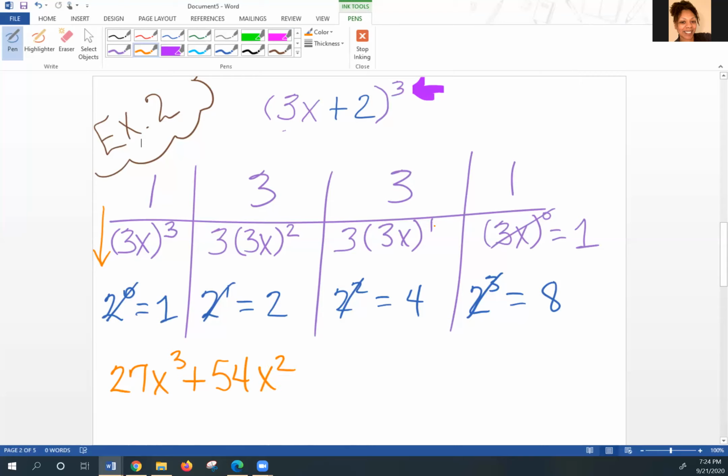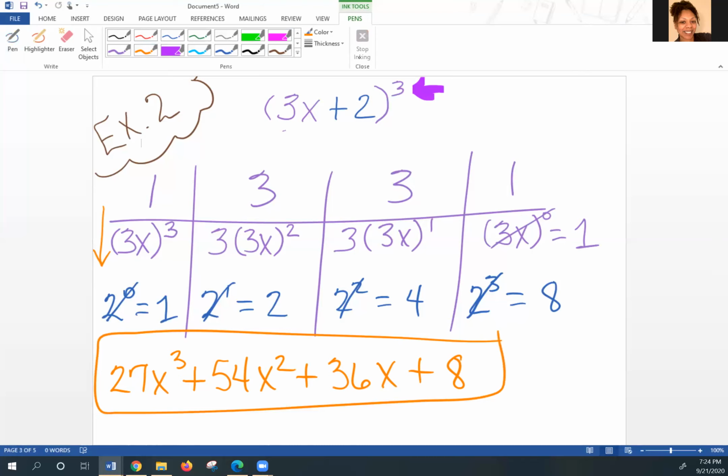3 to the first power is 3, times 3 is 9, 9 times 4 is 36. x to the first power is simply x, and then finally 1 times 8. If I'm checking to make sure I'm on the right path, x cubed, x squared, x to the first power, no x's. That's my final answer for that one.